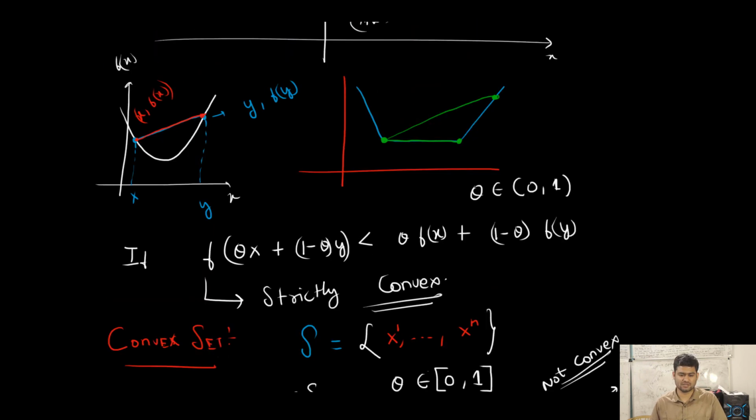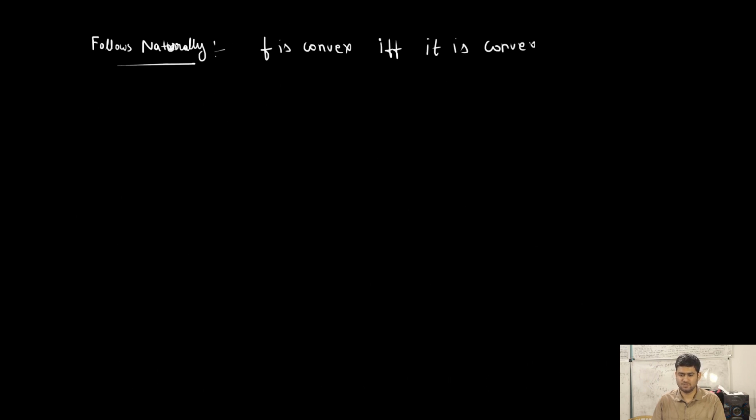It follows naturally from whatever we have discussed so far that f is convex if and only if f is convex when it is restricted to a line that intersects its domain. So f is convex if and only if it is convex when restricted to a line that intersects its domain.